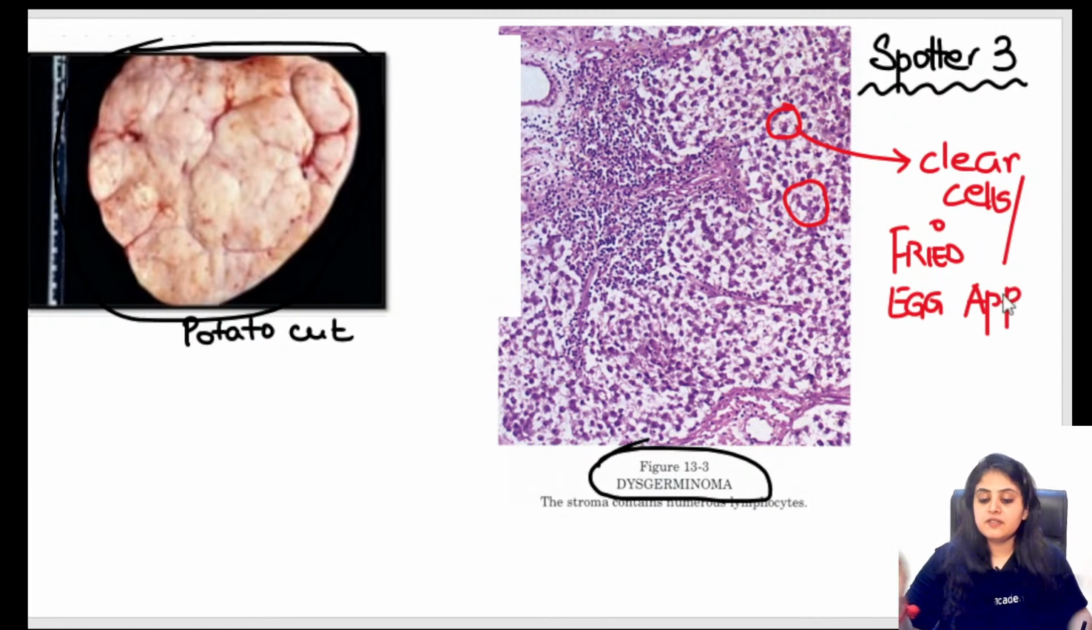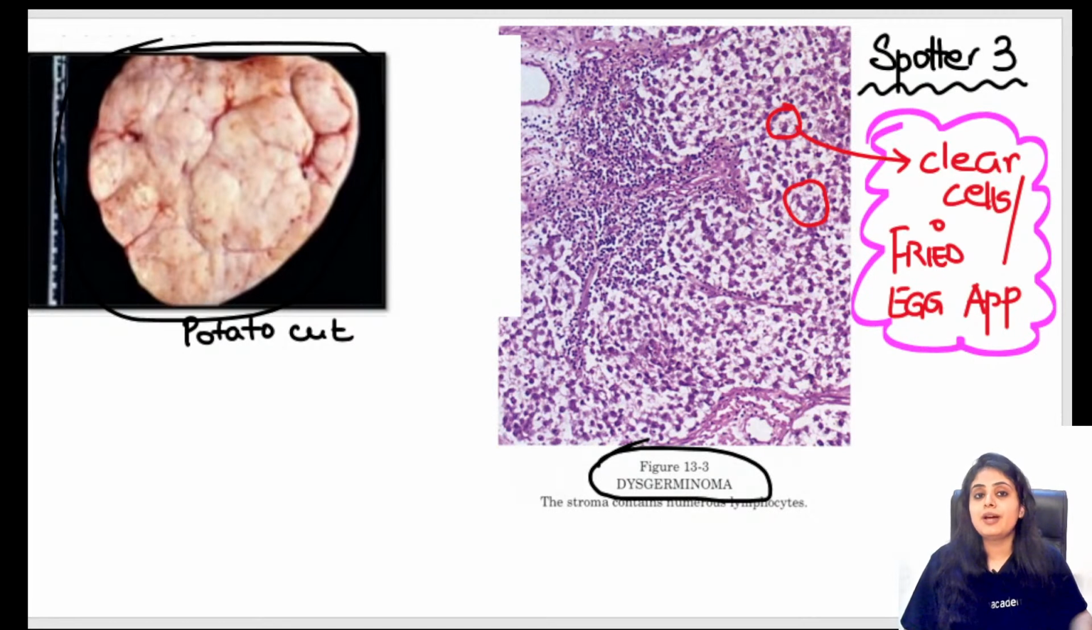Any reason? Can anyone tell me, clear cells, why are they white? Why are they clear? What do they contain? That's a potential question for your future exams. Why are the cells of seminoma and dysgerminoma clear? Because they contain glycogen.